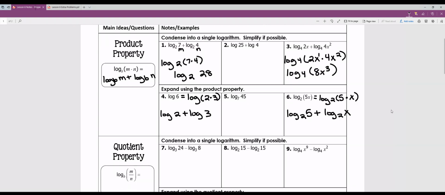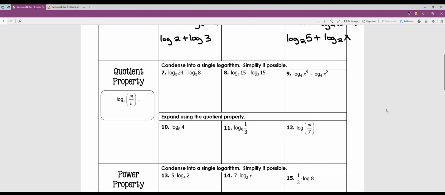We are now going to move on to our quotient property. So if I have log base b of m divided by n, that is equivalent to log base b of m minus log base b of n. And just like multiplication, it goes both ways. If I'm given log base b of m minus log base b of n, I can rewrite it as log base b of m over n and vice versa. So let's look at number 7 here.